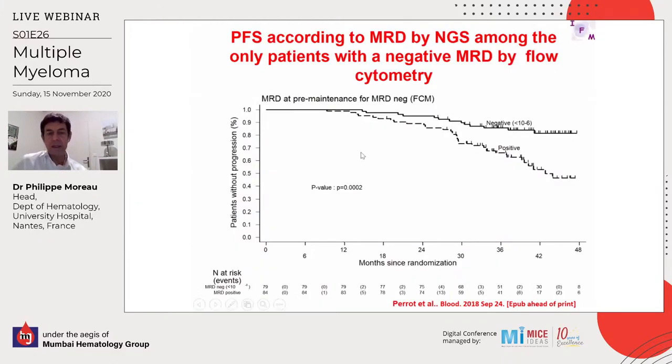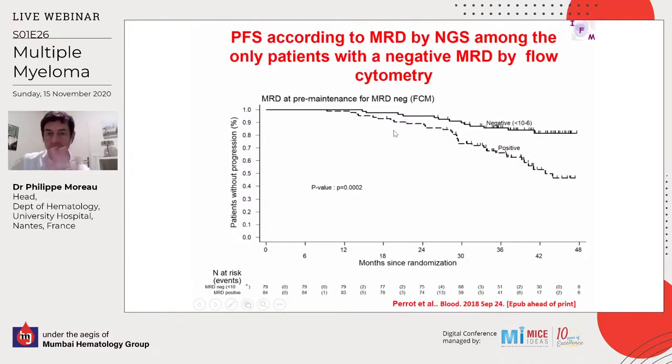And interestingly, this picture is showing all patients reaching MRD negativity by flow, 10 to the minus 4. In this patient population, all of them negative at 10 to the minus 4, we looked at patients MRD negative at 10 to the minus 6, and you see that there is only a subgroup of patients. Half of the patients were negative at 10 to the minus 4, all of them by flow, but only half were also negative by NGS at 10 to the minus 6.